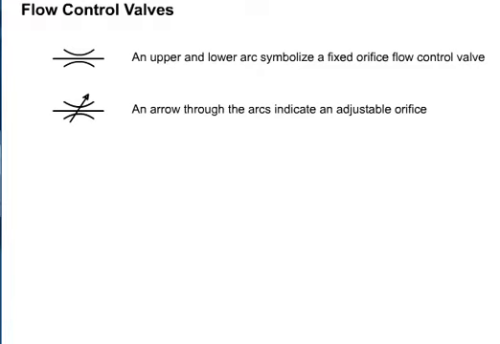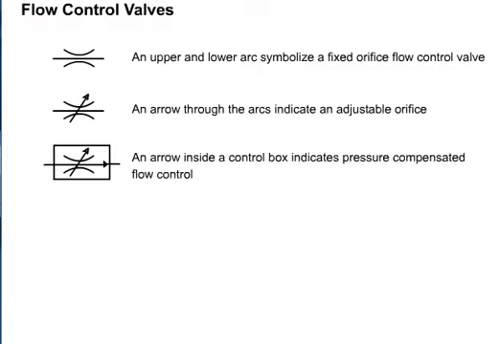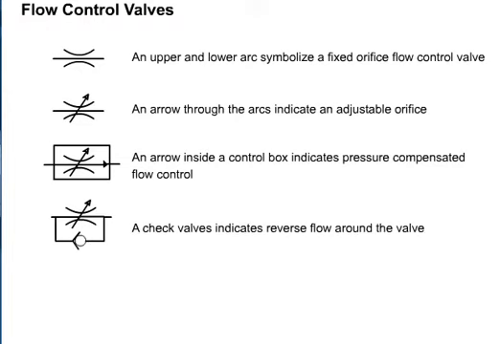When we add an arrow to the flow line inside a control box, we have indicated that the valve is pressure compensated or true flow control. A flow control valve with a check valve indicates reverse flow around the valve.